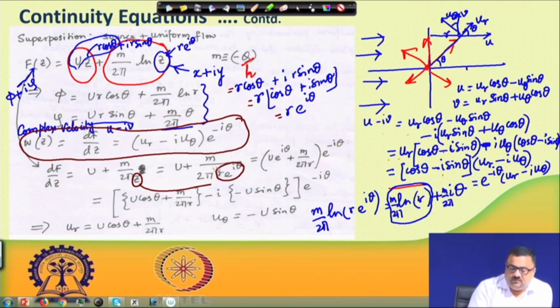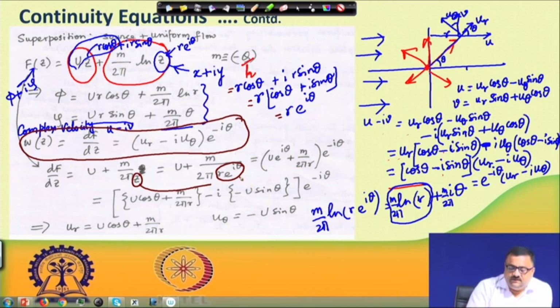See, you can automatically get this u e to the power i theta into e to the power minus i theta. So, this would be e to the power 0, which is 1, and so you have only u left, and m by 2 pi r e to the power minus i theta, that is exactly what you have here. M by 2 pi r e to the power i theta goes to the numerator as e to the power minus i theta. So, this is one and the same thing.